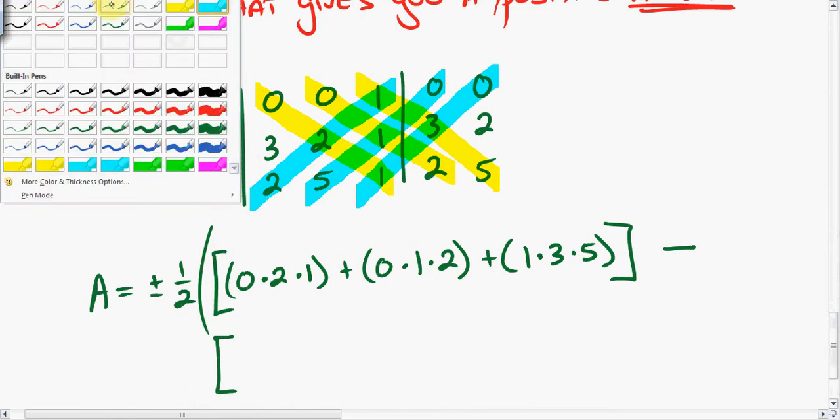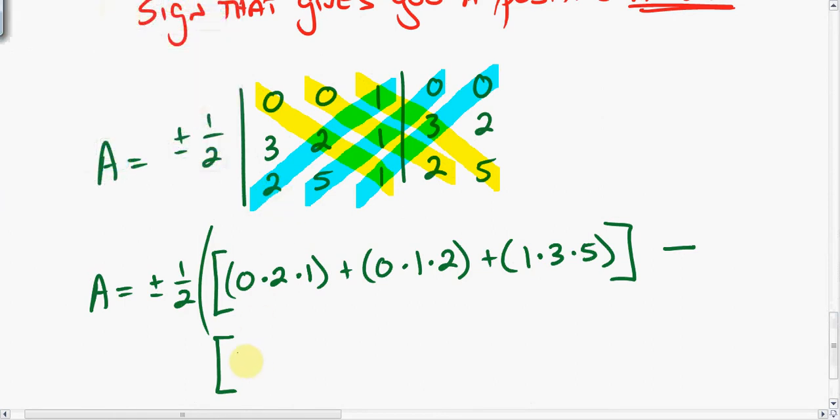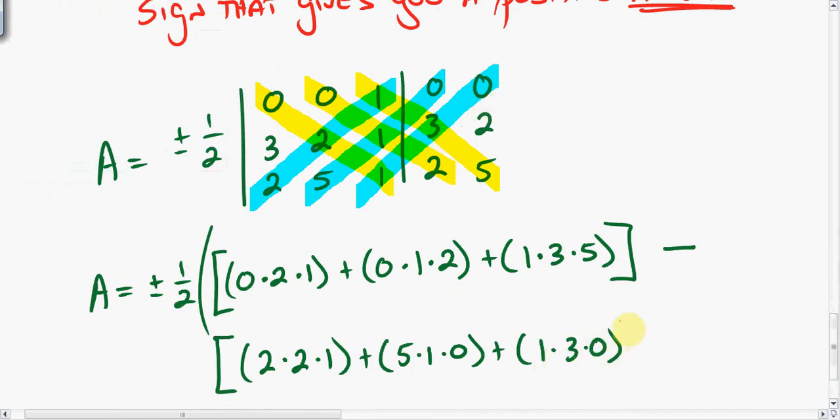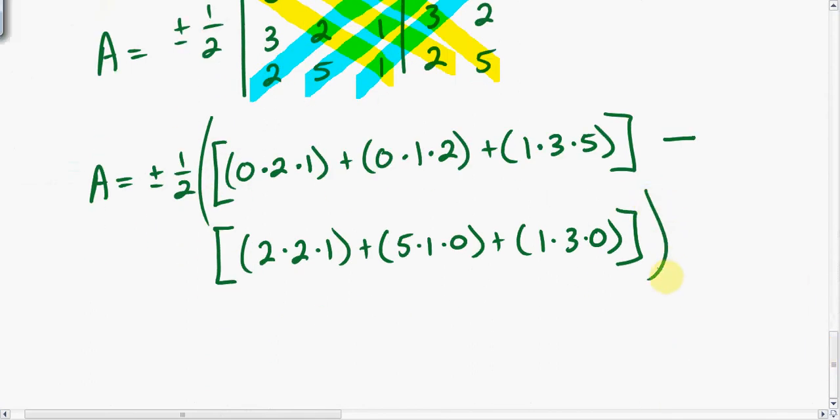So we've got our next three diagonals. We've got 2 times 2 times 1. The product 5 times 1 times 0. 1 times 3 times 0. And then I'm going to close my big parentheses here. So I've got big parentheses on the outside, brackets here, brackets here. So we need to simplify. So I've got plus or minus 1/2.